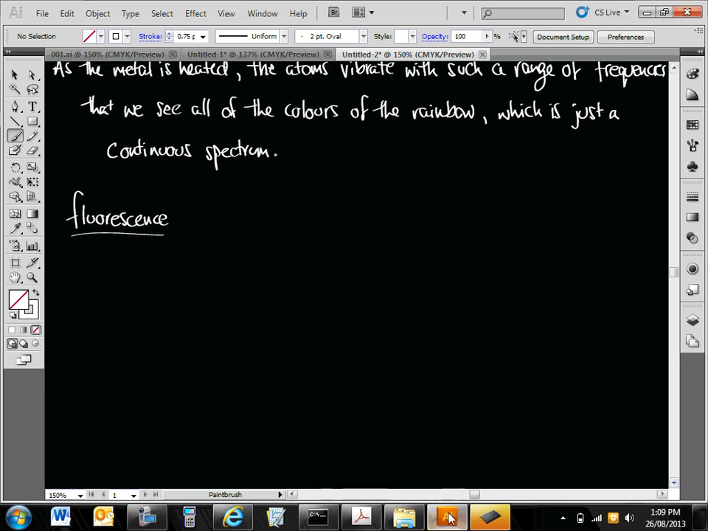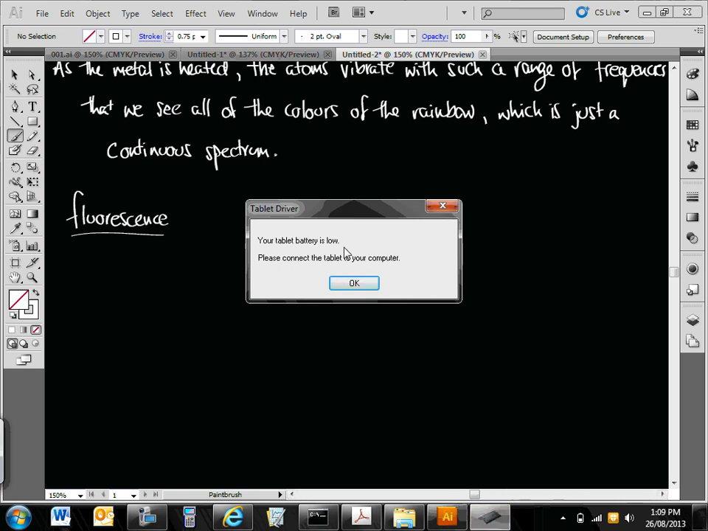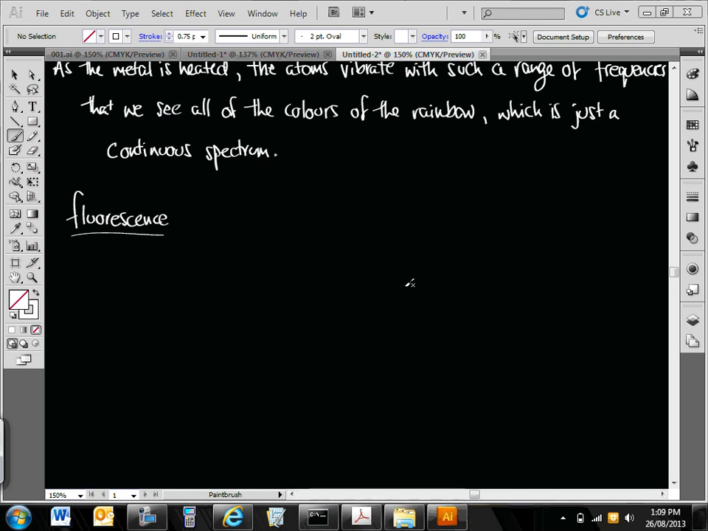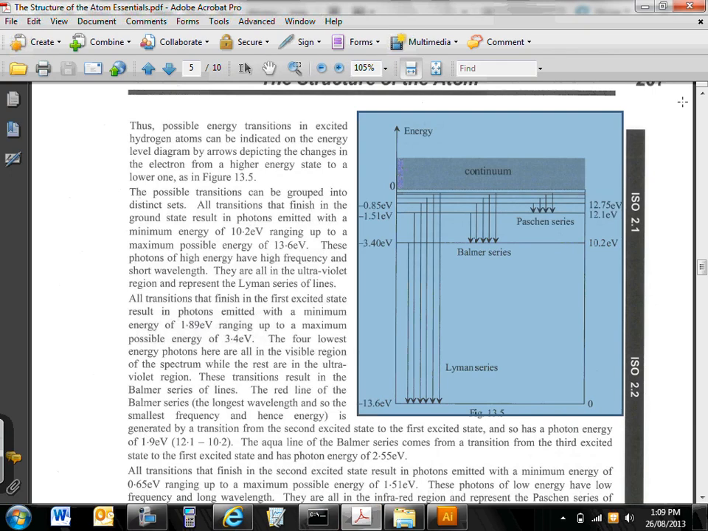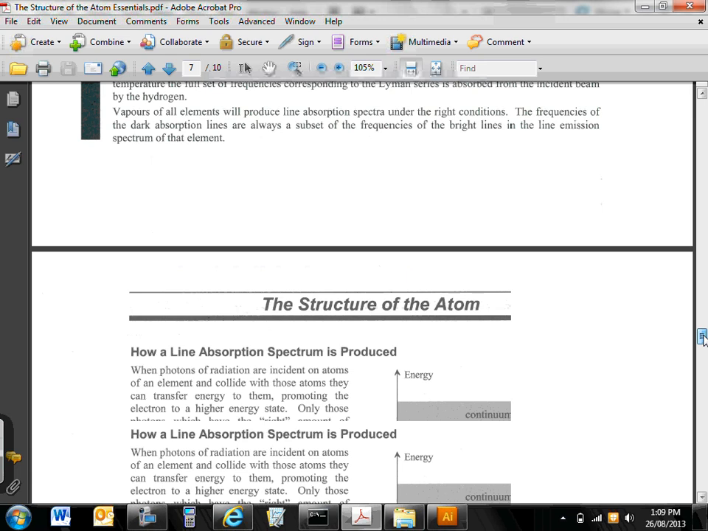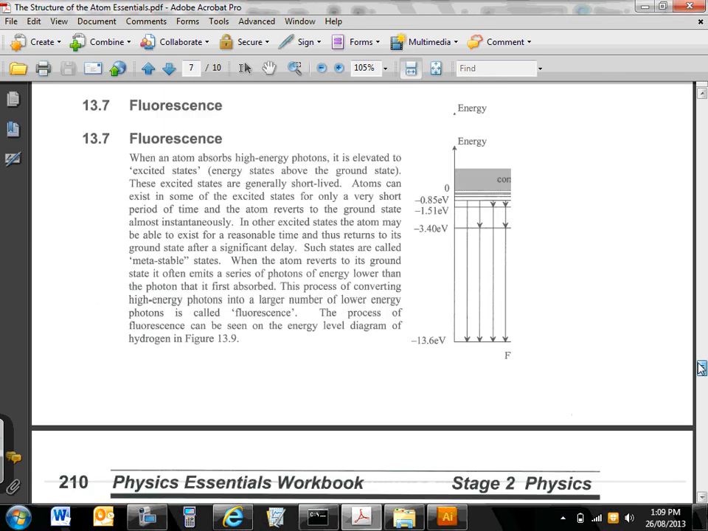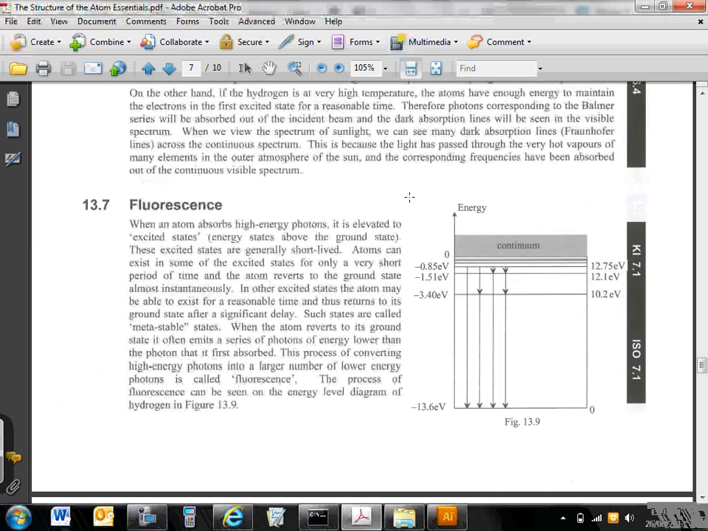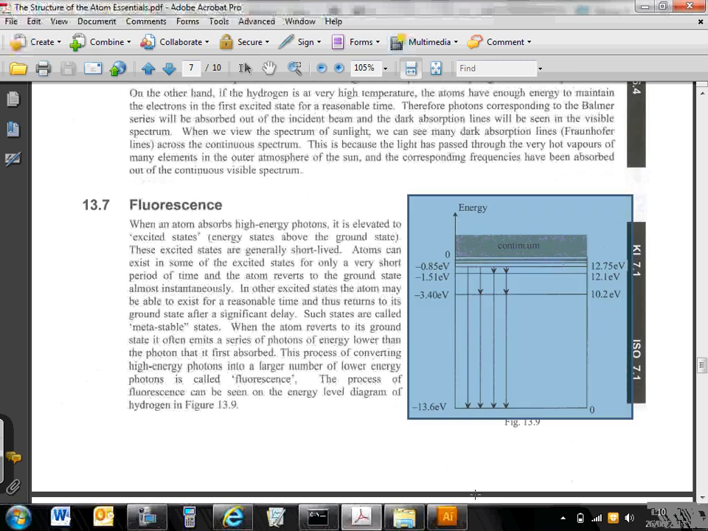So let's, what's this telling me here? Battery is low. Okay. I might run out today. We'll see how we go. I'll get an energy level diagram up for you first. Here we go, fluorescence. So Jack's got it right exactly.